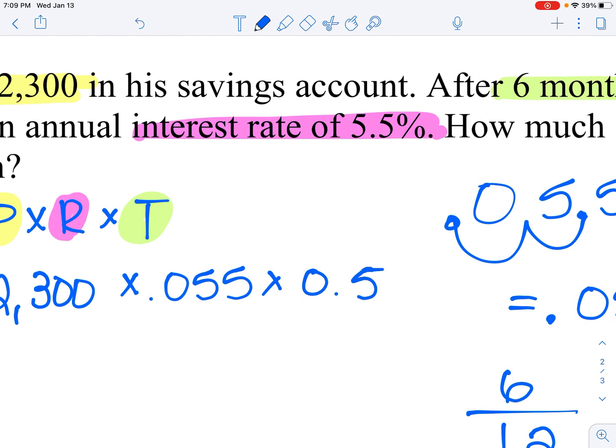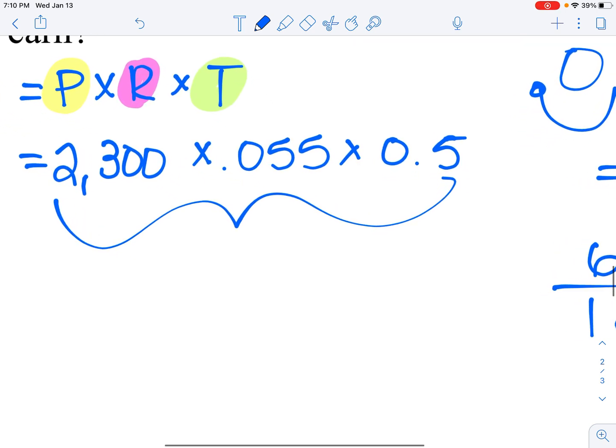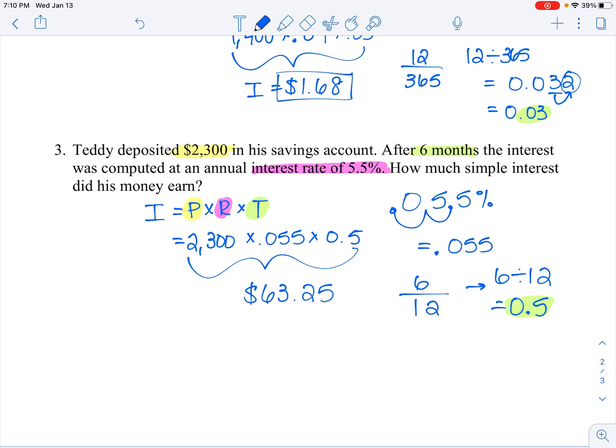All right, so we have all of our letters. We're almost done. We just got to put this in the calculator. So we got 2,300 times 0.055 times 0.5. This one comes out to quite a lot here, actually. $63.25. And that is how much interest Teddy is going to earn.